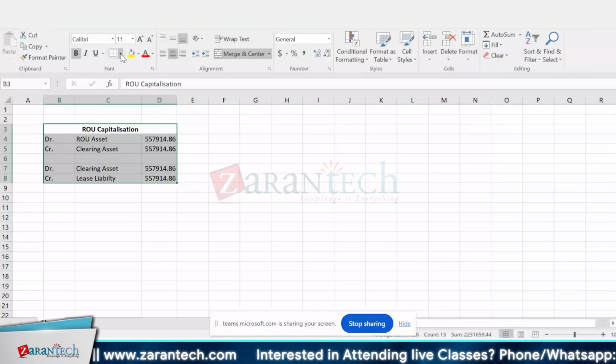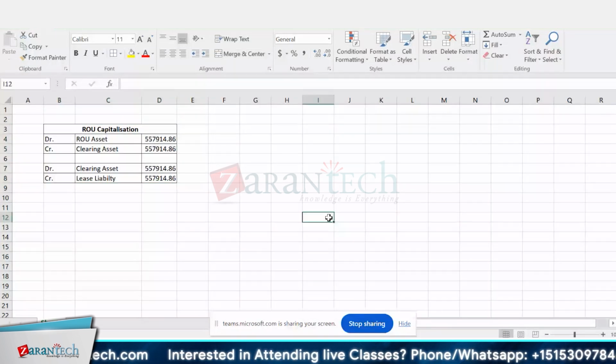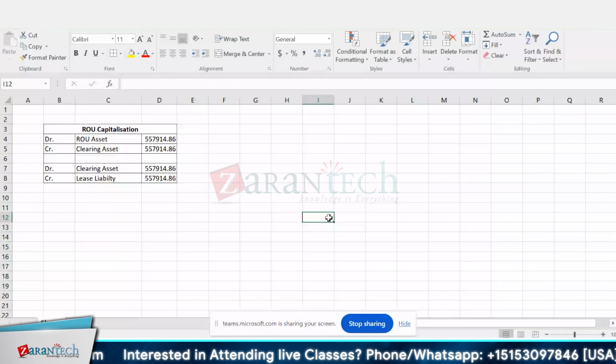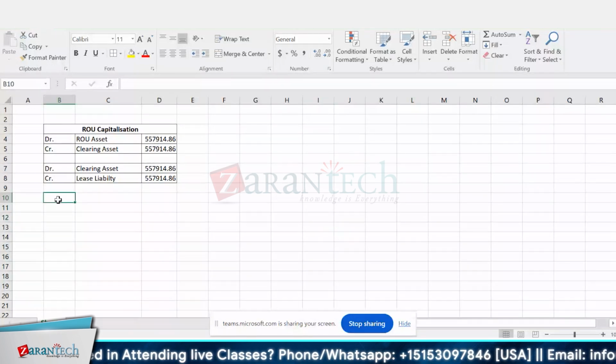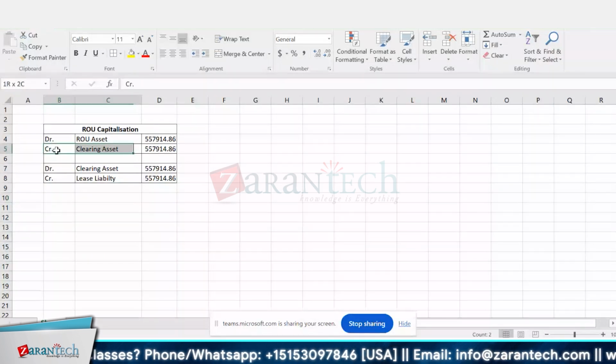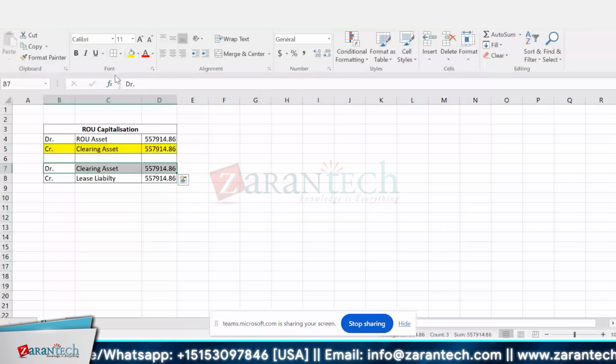ROU capitalization. Okay. Now after this, the entry which you have posted over here, this entry and this entry, gets knocked off. So what is the ideal entry remaining?